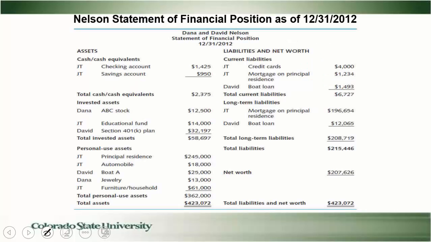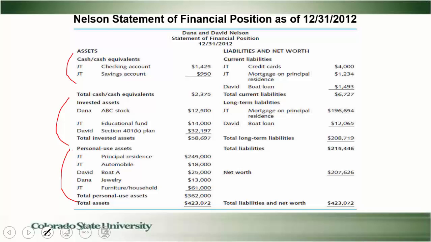Here's an example. Throughout the text in this particular chapter, we use the Nelsons as our test case client. And this is an example of their 2012 Statement of Financial Position. And you can see here we have our short-term assets, we have our investable assets, and then our personal use assets, as I described before in that order.